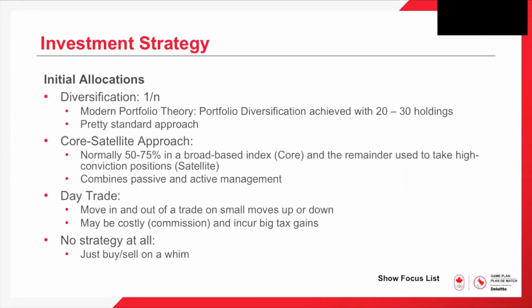Another idea is what's called core satellite. With the core satellite approach, you're saying, I'm going to take this $10,000 and plug about 50 to 75% into a broad-based index. This is going to be my core. I'm going to buy an ETF that matches the global markets or the US market, a US ETF or a Canadian ETF, whatever the combination is. That's going to be my core. Then I'm going to take the remainder of those funds and pick stocks that I have high conviction around.